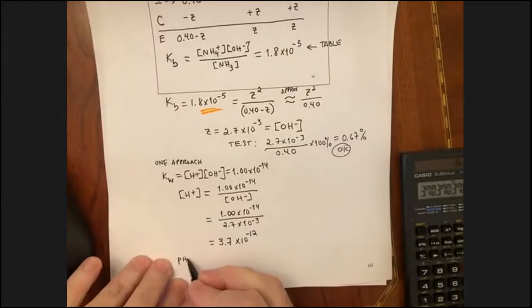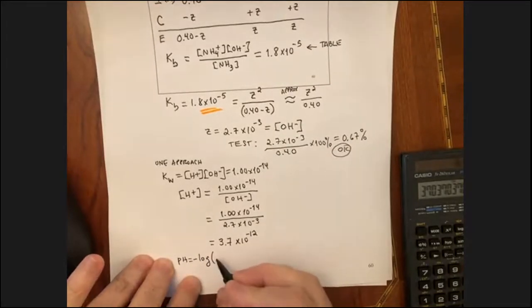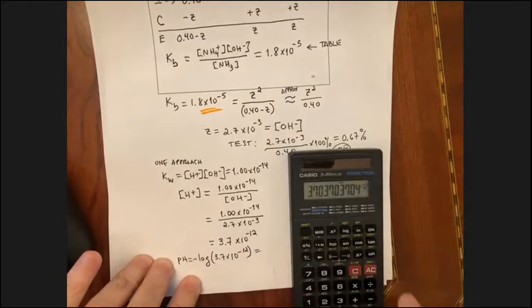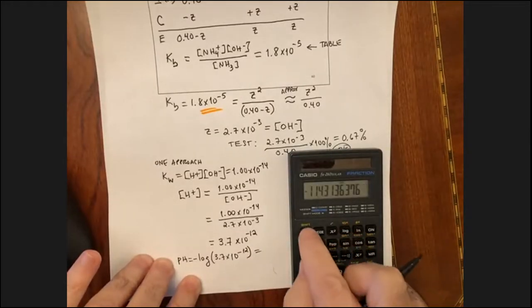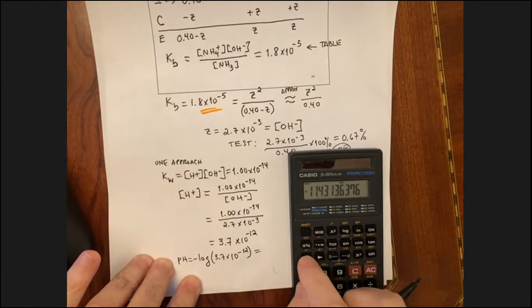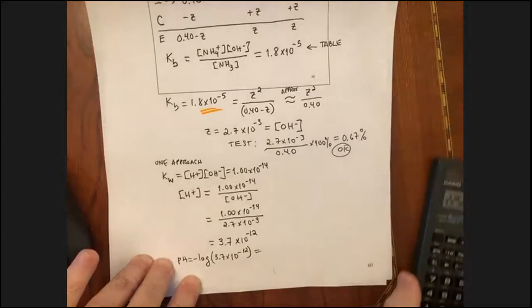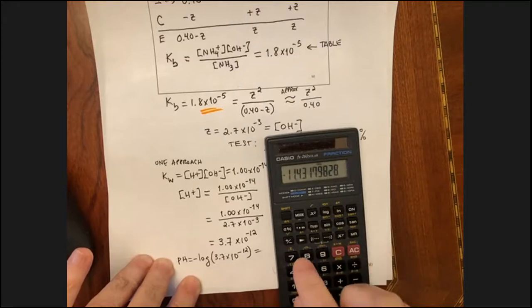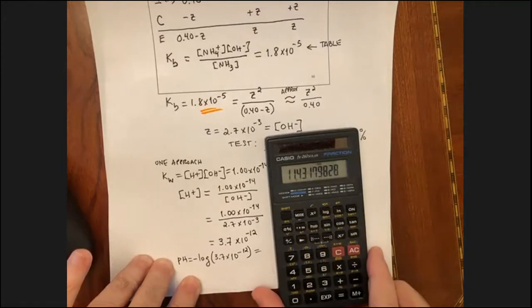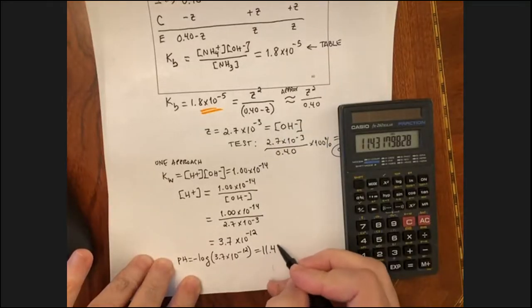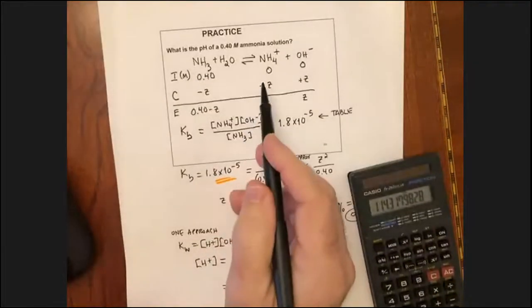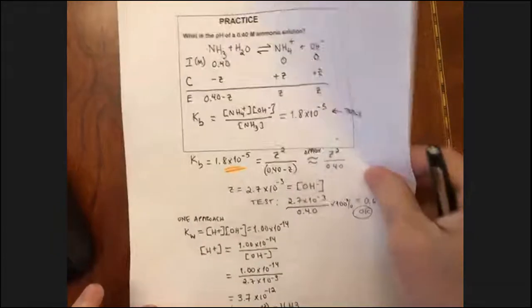So pH would be minus the log of the molarity of hydrogen ions. Sorry, let's do it again. The log of this, minus 12, and the opposite. So that'd be 11.43. That would be our pH of the solution. Again, basic, because we have a base that is being ionized in here. So that is one approach that you can use.